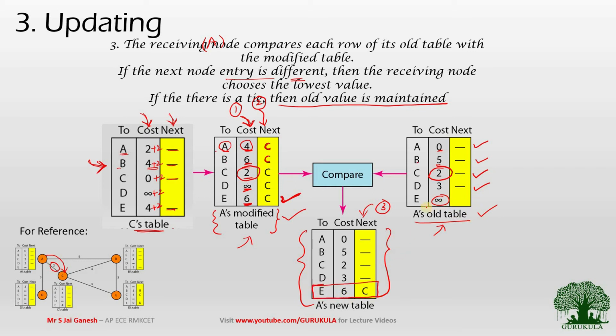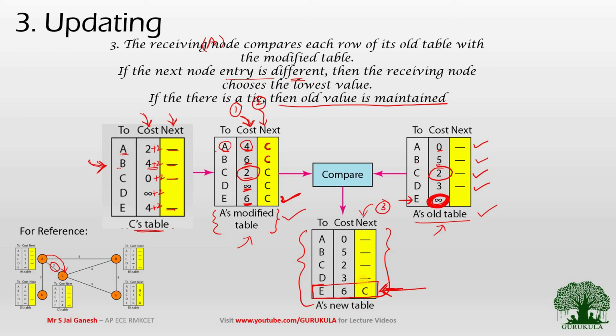So earlier, A did not know how to reach node E. As you can see, there is an infinity symbol over here, which means that A cannot reach node E. Now, after getting and updating its table from C, A knows how to reach E via C. So there is a path through C to reach E. That is what happens in the updating stage.